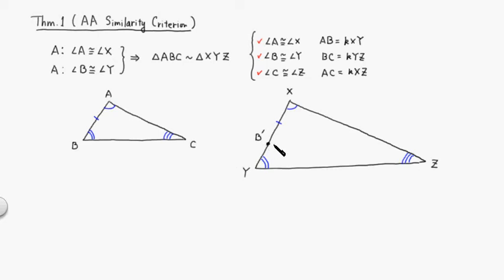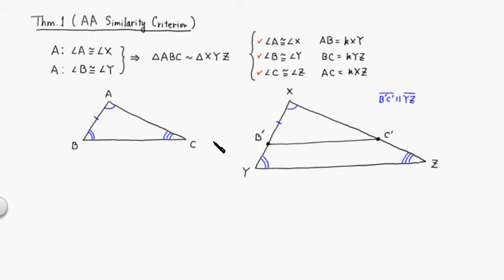Then we draw a parallel line through B prime to segment YZ. So we're going to construct a parallel line like this, parallel to YZ. And let's call this point C prime. So we have B prime C prime is parallel to YZ.